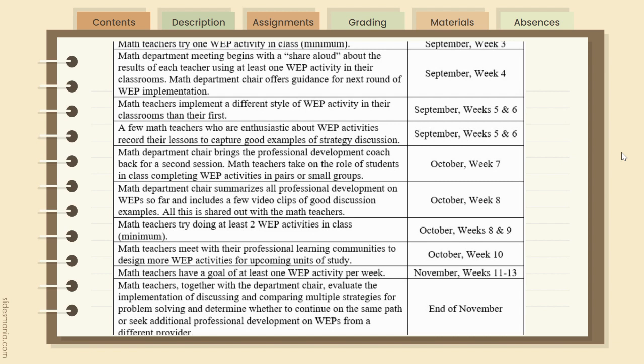And he will suggest that for weeks 5 and 6, teachers try to implement a different style of WEP activity. Some WEP activities ask students to think about which strategy was done correctly, which one was done wrong, which one is better. Some ask, why does it work? How are they different? We want to get kids thinking about different aspects of the solving of problems. So we ask students or teachers to experiment with those other types.